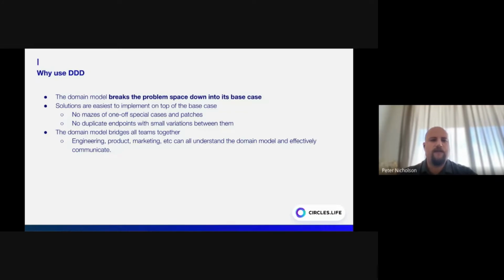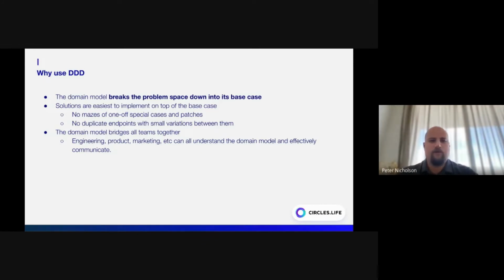So we remove these mazes of one-off special cases and patches that muddy our code, and we avoid creating duplicate endpoints that have small variations between them. We do this by using this domain model, which is also going to bring everyone together, because the model is going to express the language and the processes from all aspects of the business, product, marketing, etc. So they're all talking about the same thing and viewing the same process in the same way.